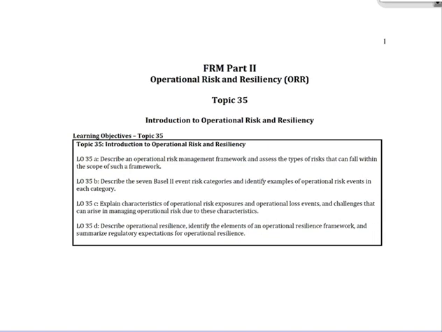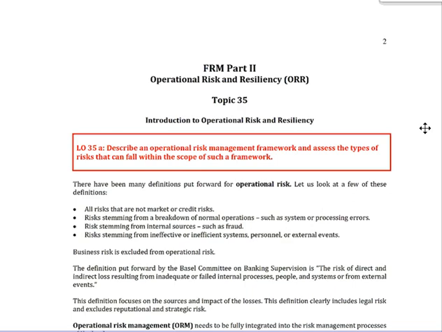resiliency. Having a look over here at the learning objectives, we have a look at the operational risk management framework. We'll take a look at that. The 7 Basel II event risk categories, characteristics of operational risk exposures. We'll talk about loss events, etc., and operational resilience and the elements of an operational resilient framework. And as you can see, more and more we're going to start to speak, when we talk about operational risk, we include resiliency in that discussion. Let's get ourselves going straight away.